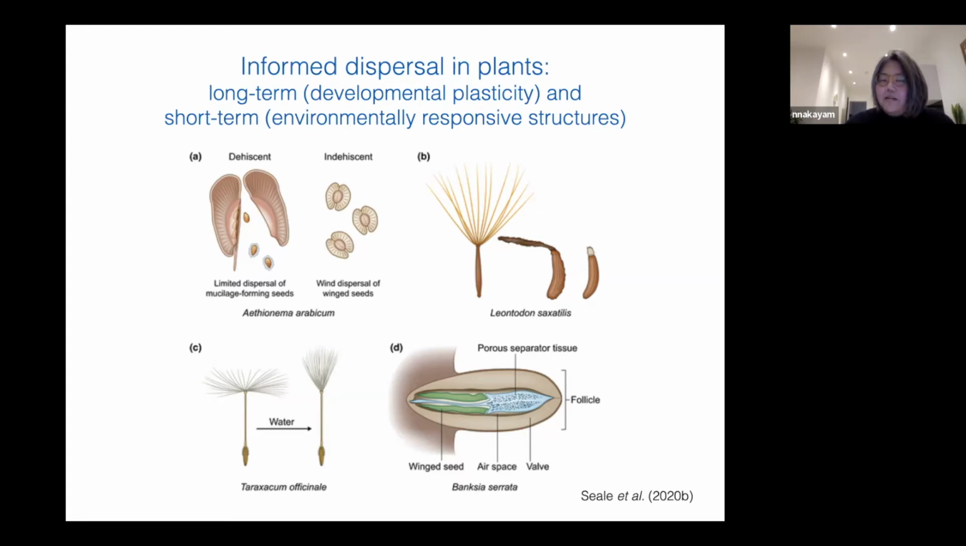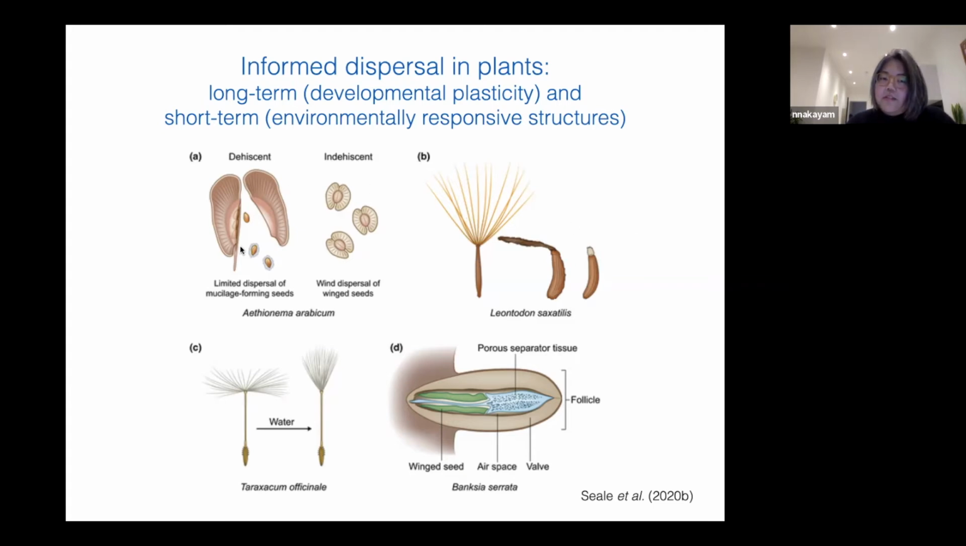But as a plant developmental biologist, that didn't sit well with me, because I know how resourcefully plants sense the environment and change themselves to increase the chance of survival and better reproduction. So why would they be completely passive in such a critical phase of their life? That's why we looked into other examples of informed dispersal, if you will. And sure enough, there are quite a bit of examples in the plant kingdom as well.